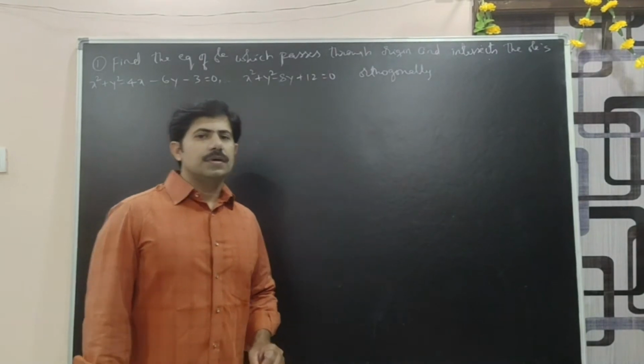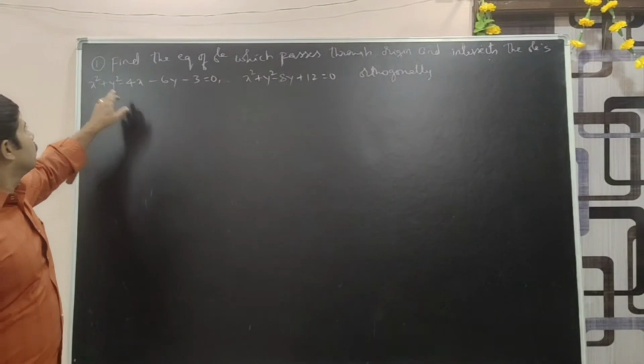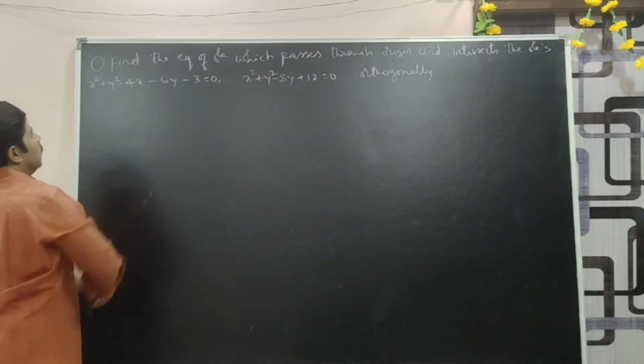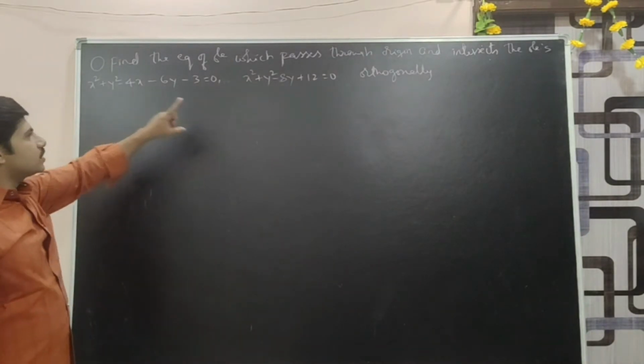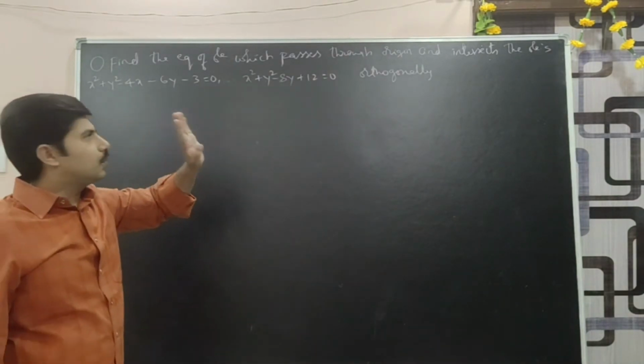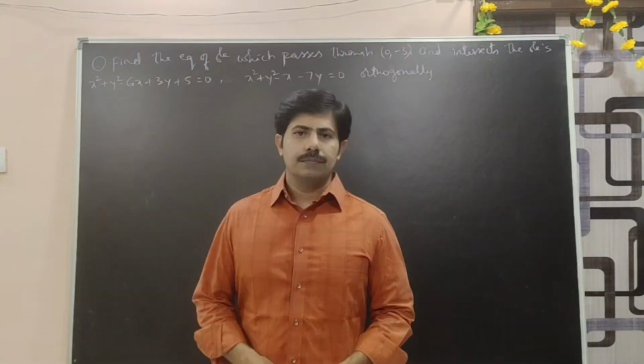Next problem, you can solve this problem similar to the previous problem. Find the equation of circle which passes through origin and intersects the circles orthogonally. Okay, so you try this problem. This is a homework problem. Okay, now we go to the next problem.